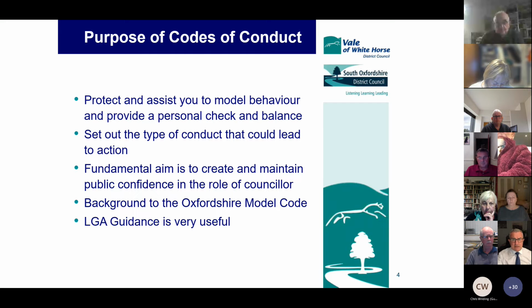It's also to maintain public confidence in the role of councillor. With a published code of conduct, the public can see what standards we expect of ourselves, and if there's any breach of those, then they are quite entitled to make a complaint about the breach.